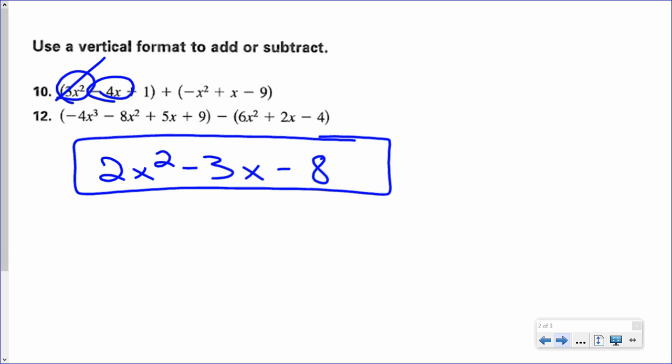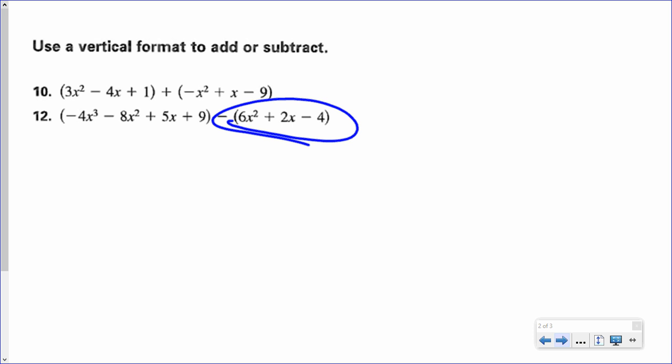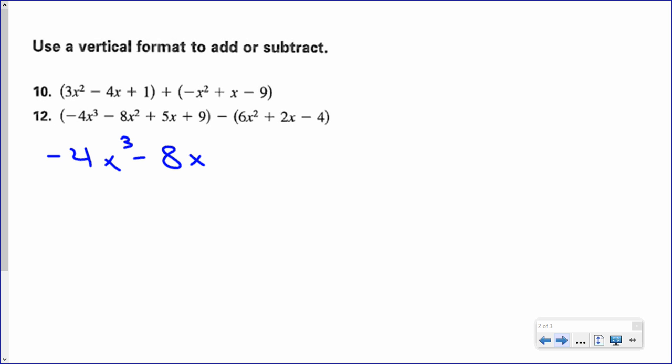Number 12 is the one that I told you I was worried about. There's a negative in between. This negative is really a negative 1, and you have to distribute that negative 1 to every single term. What that does is change all the signs on the second part of it. Not the first part, just the second. So the first part you keep the same, but everything on the second one changes signs. So it'd be a negative 6x squared, minus 2x, and a positive 4.